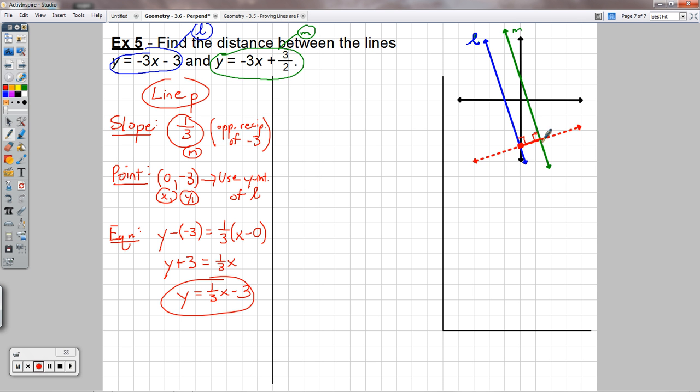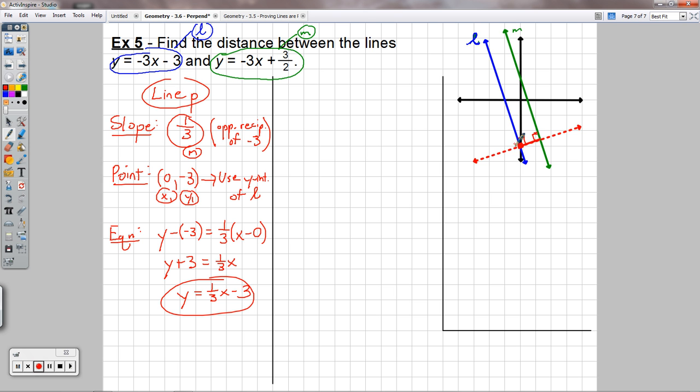This does not look like a very nice point right there. I don't know exactly where that is. It's a little more than 1, but it's definitely less than 2 in the x direction. And in the y direction, it looks like it's more negative than -2, but less negative than -3. So I'm not sure what that is, so I can't just do a squared plus b squared equals c squared because I don't know how long a and b are.